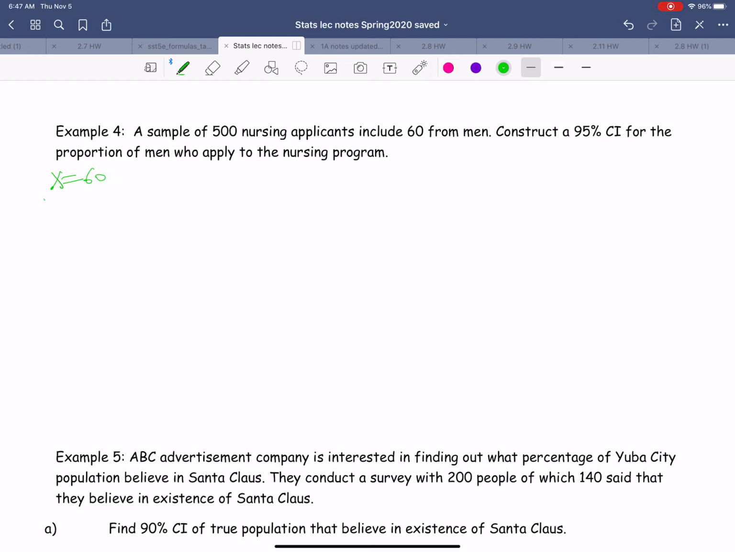X is 60 here, n is 500. P hat is 60 divided by 500, and 60 divided by 500 is 0.12. Q hat would be 0.88 in this case, and our confidence level is 95%. Alpha is the remaining 5%, which is 0.05, and alpha over 2 is 0.05 divided by 2, which is 0.025.